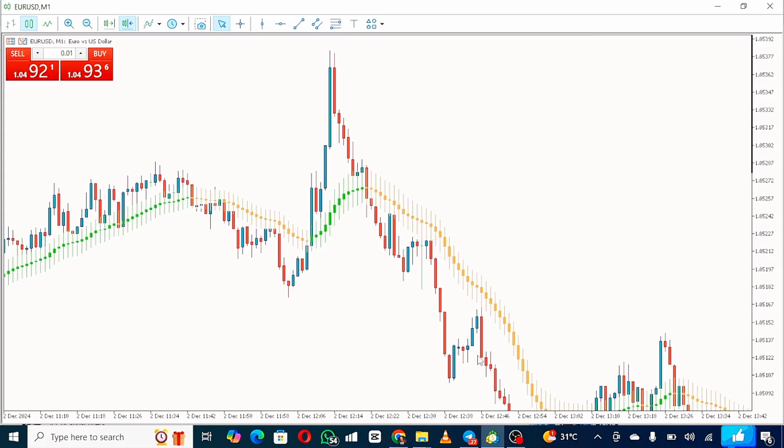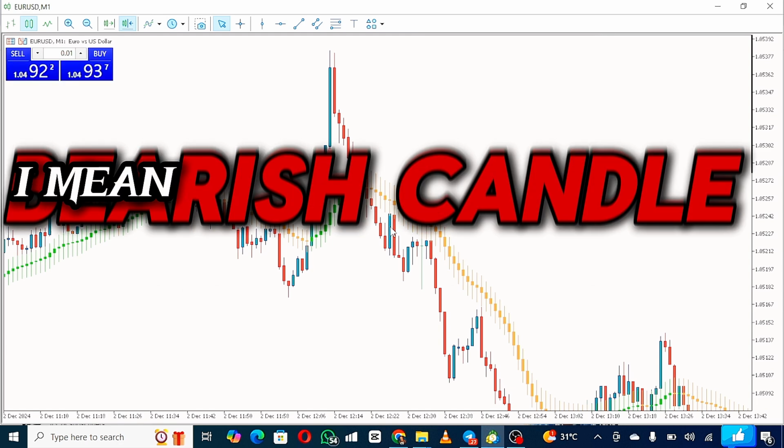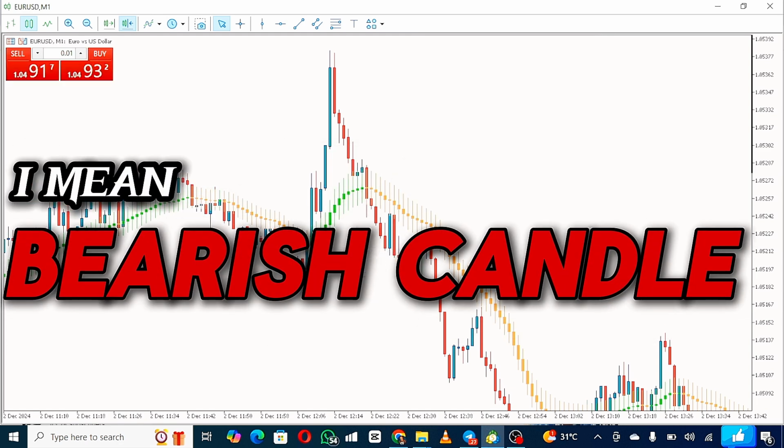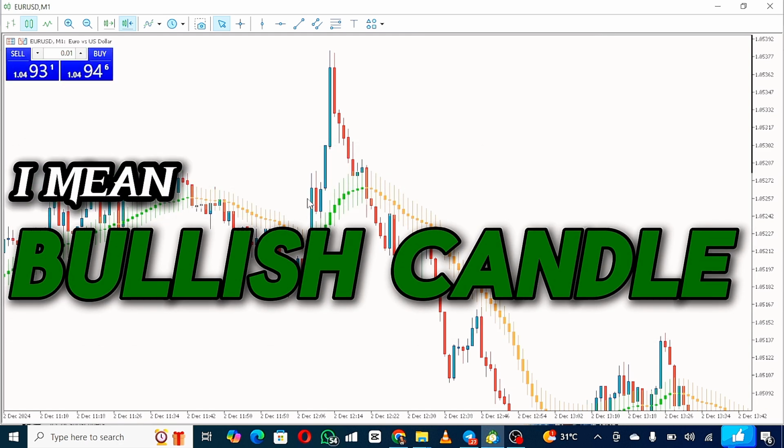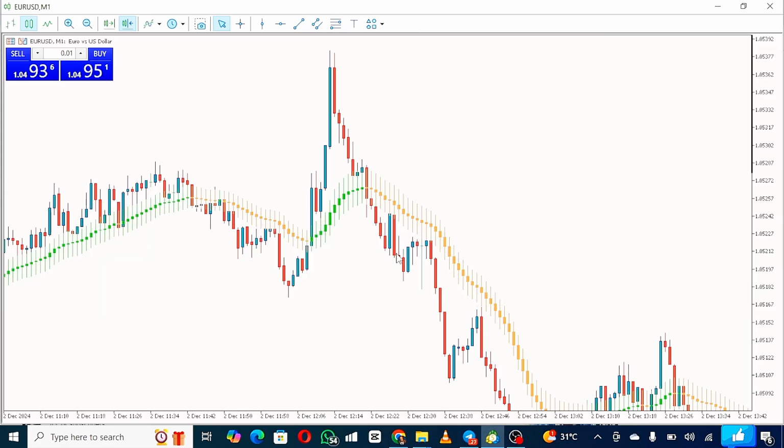And the perfect way to do it is the candle forming below it should be a red candle, and the candle forming above it should be a green or blue candle. Do you understand that? So from here, look at this very large candle that touched it and is below it, a signal for a sell.